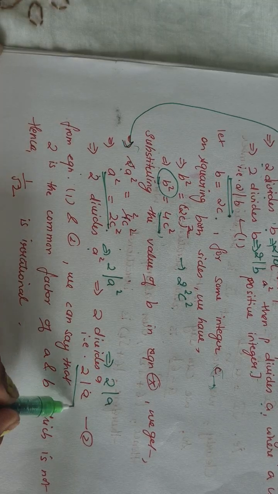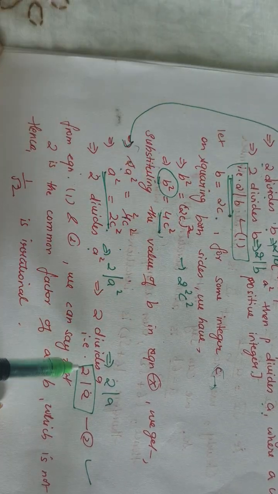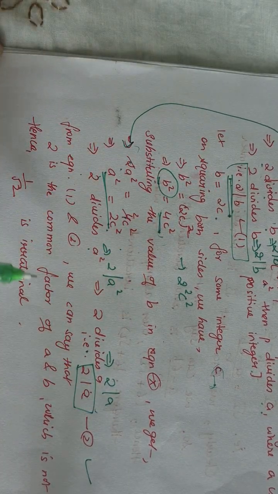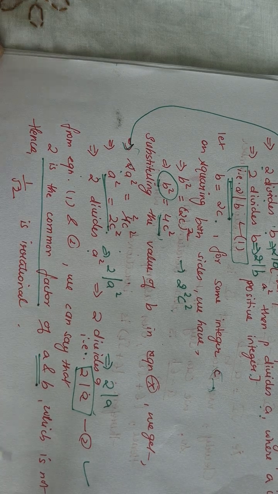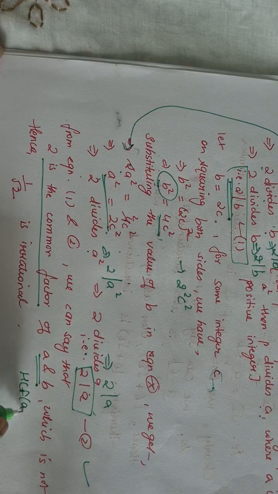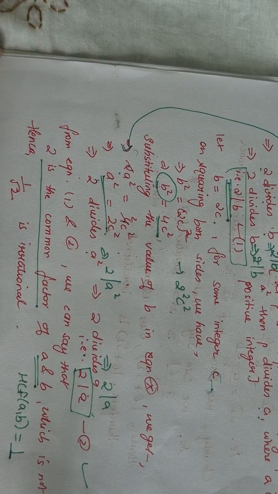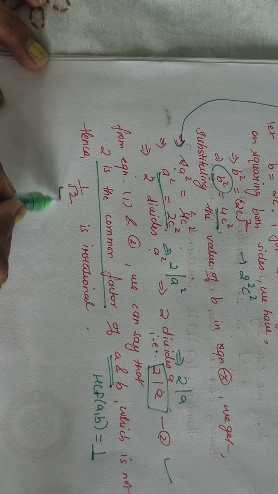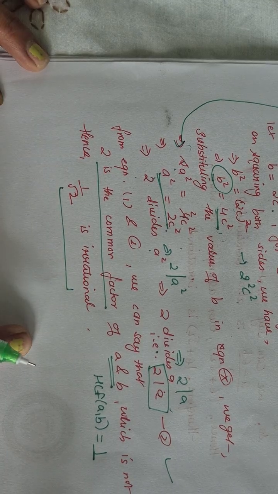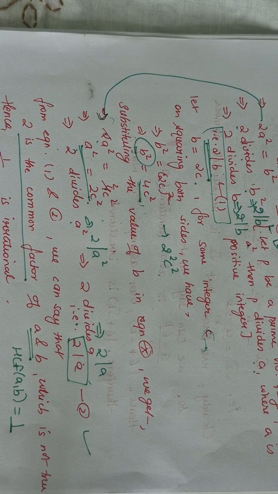This says that 2 divides a square, or we can say that 2 divides a. So we have a common factor from equations 1 and 2. From these two we can clearly say that 2 is a common factor of a and b, which is not true because we have taken in the beginning that the common factor of a and b is 1. So our assumption that 1 by root 2 is a rational number is wrong. Hence 1 by root 2 is irrational. This is how we have to show proper working to get full marks in the board exam.